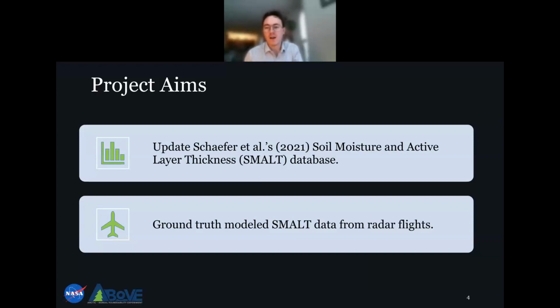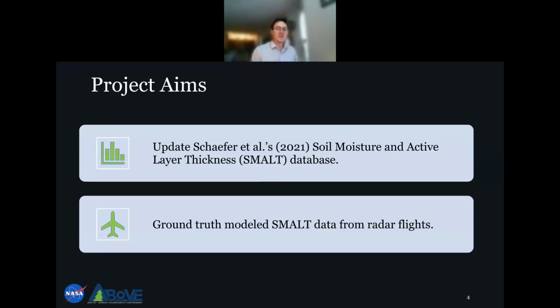Fortunately, some of this work had already been done by Dr. Kevin Schaefer back in 2021, and his current first version of the soil moisture and active layer thickness, abbreviated SMALT, dataset mostly contained data through 2020, including ground penetrating radar derived soil moisture and active layer thickness, as well as some probed measurements. I set out this summer to update this database to include all ABoVE data through the most recent 2022 efforts, as well as any data that were collected earlier than 2020 but that were missed in the first version of the SMALT dataset.